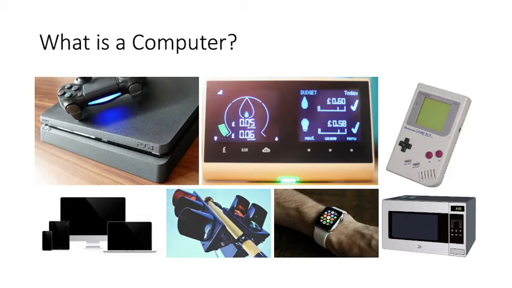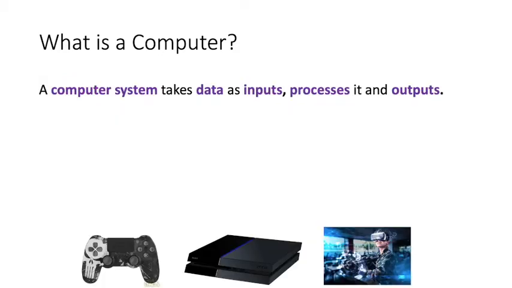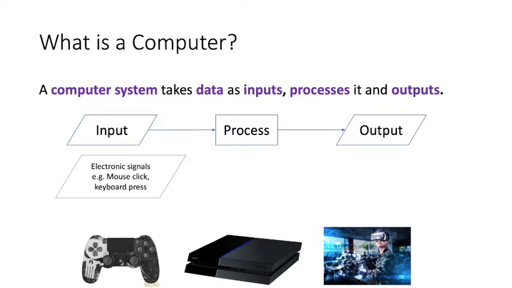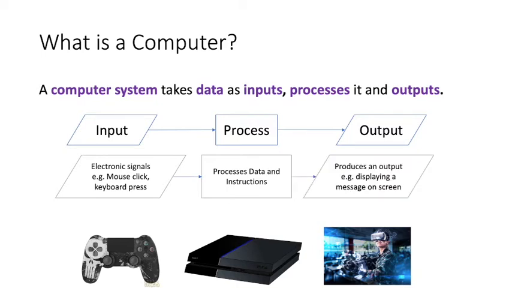Well, a computer system takes data as inputs, processes them, and produces outputs. Now those inputs are electronic signals, so it could be the click of a mouse or the press of a keyboard. And that process is where we're processing data and instructions. So that could be rendering the graphics of a video game or simply performing a calculation on a calculator. And finally, an output, which is produced either by displaying a message on a screen, or it could be making sound come out of the speakers of your computer.